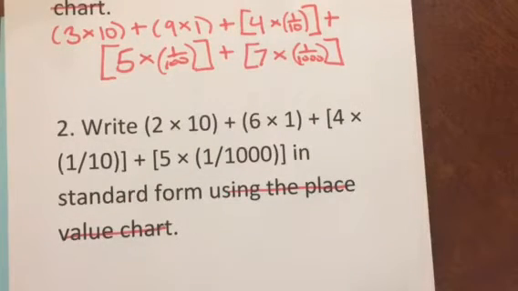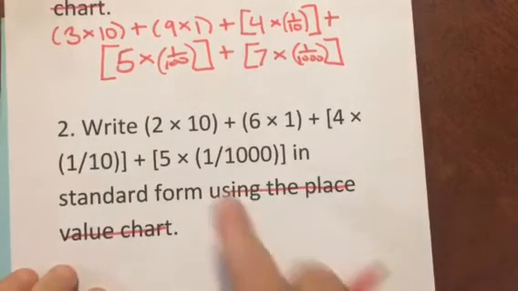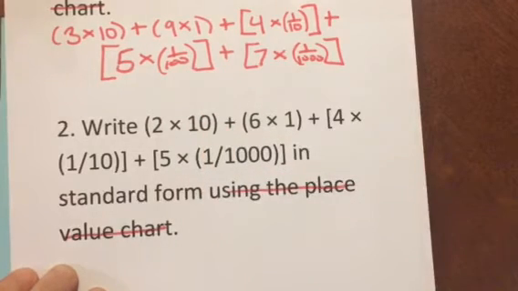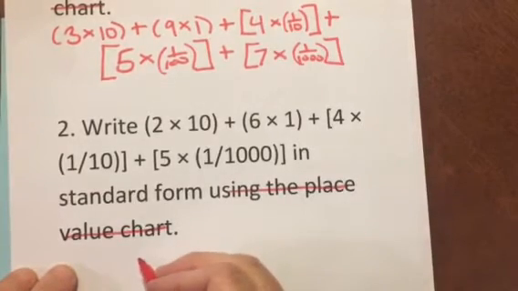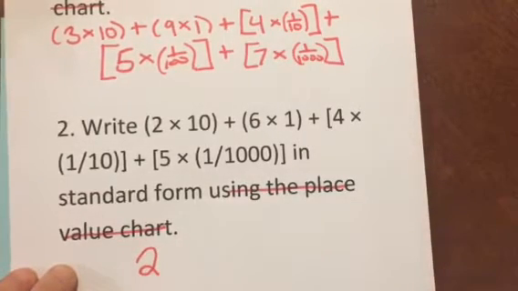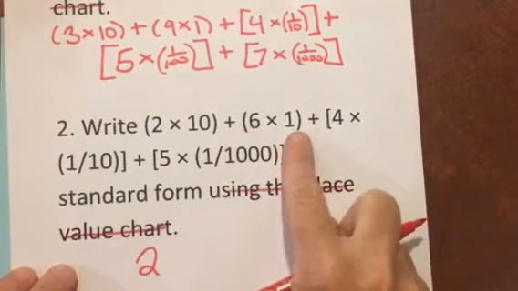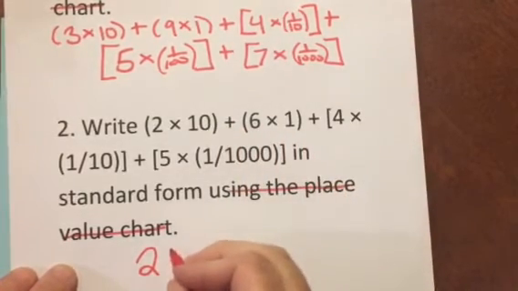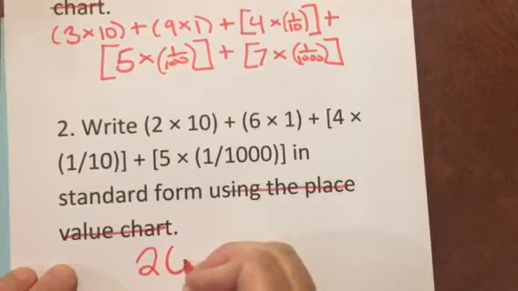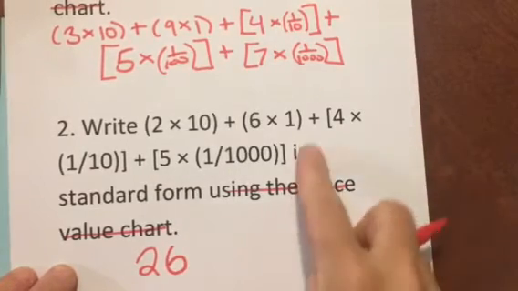Okay, so let's try this. This one's a little trickier. This means I have 2 tens. Well, 2 tens is 20. That means I have a 2 in the tens place value. Okay, this means I have 6 ones. So I have a 6 in the ones place value.